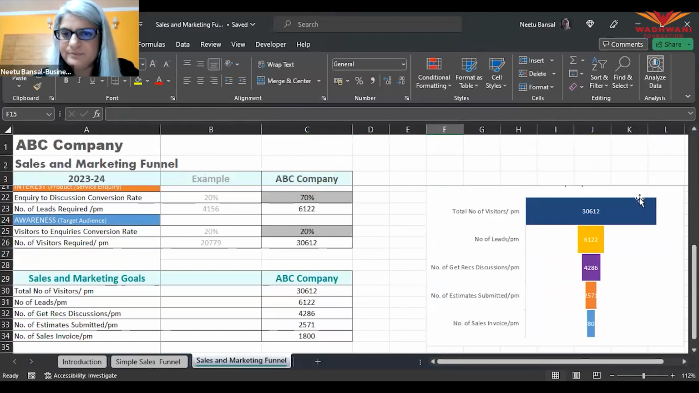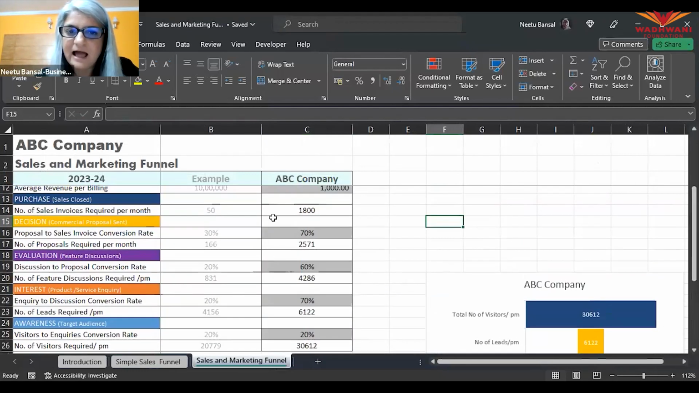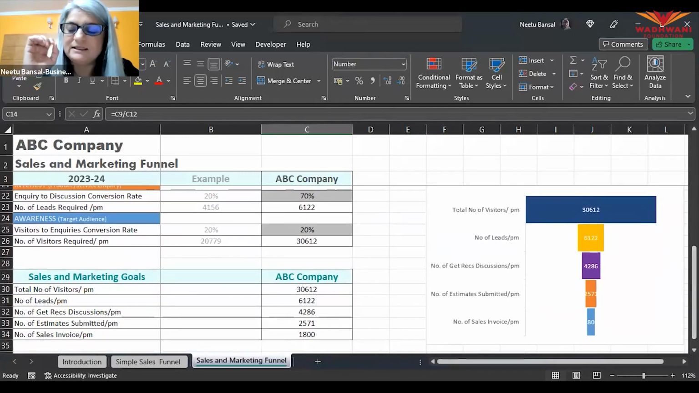What does the funnel tell you? That every month you need to reach out to 30,000 people. So if you have an app, that means you need to have 30,000 downloads. If you have a website or a marketplace, you need to have 30,000 visitors per month for you to be able to get 1,800 invoices at the end of the month with an average value of 1,000. So your monthly funnel is now ready.